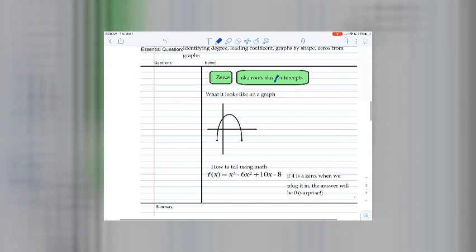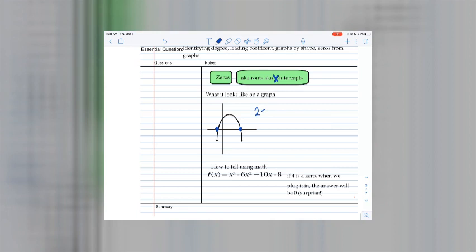And I meant to go back and change this, but I didn't. Anyway, this should say x-intercepts. So zeros technically have 3 names, which is not confusing at all, right? Zeros, x-intercepts, and roots all mean the same thing. So what does it look like on a graph? Well, you guys know what an x-intercept is. It's right here on a graph.